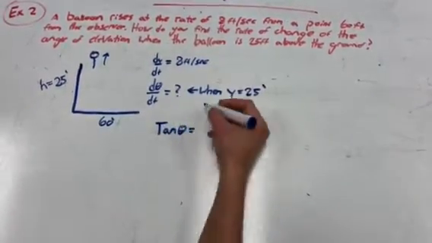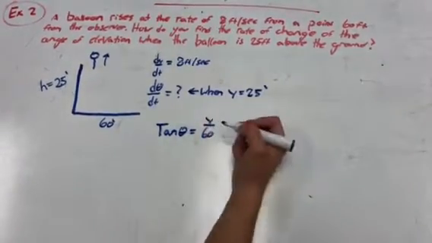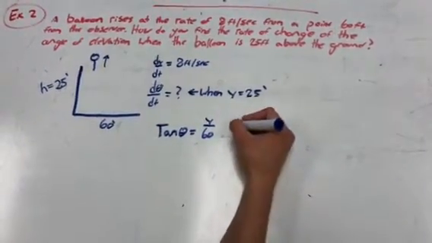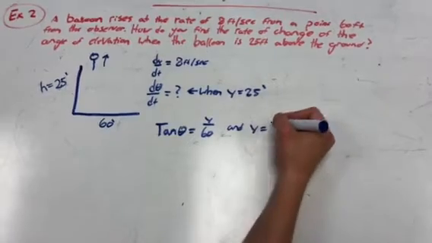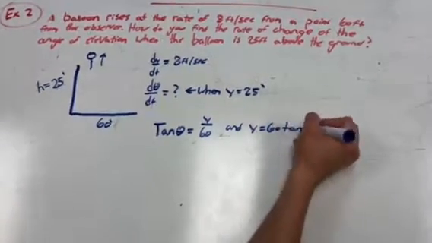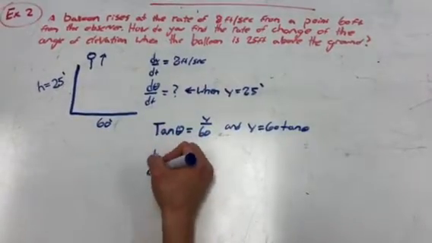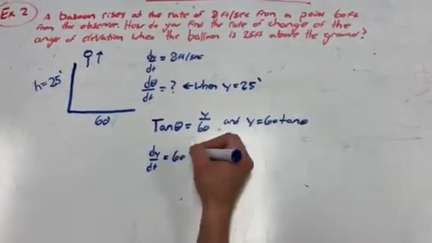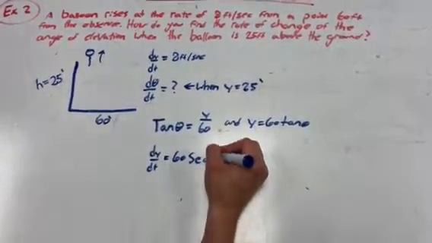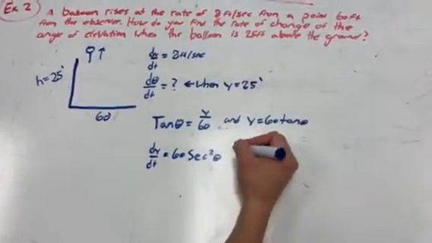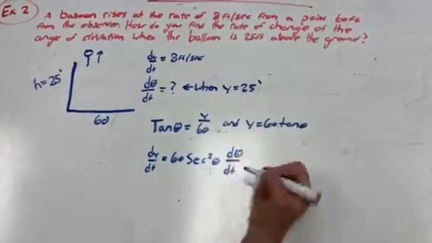Using simple trigonometry, you can set tangent theta equal to y over 60 feet. Solve for y, which ends up being tangent theta times 60. Then we differentiate the equation. This ends up making it dy over dt equal to 60 times secant squared theta times d theta dt.